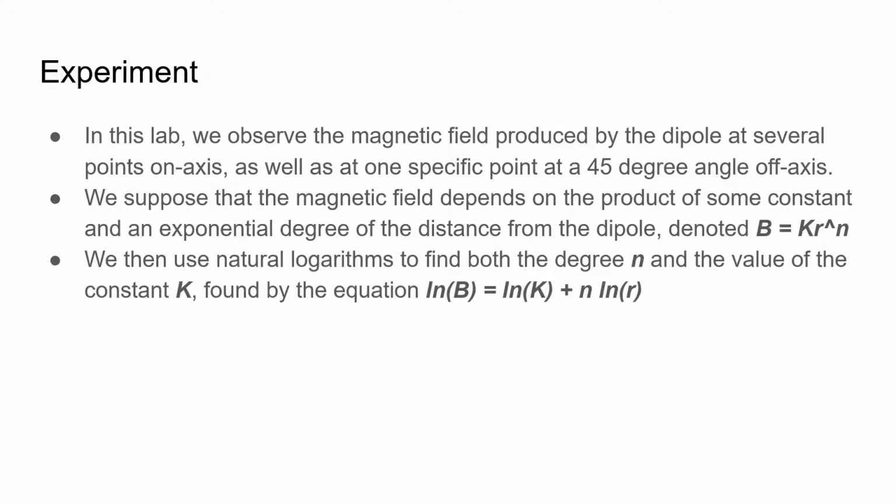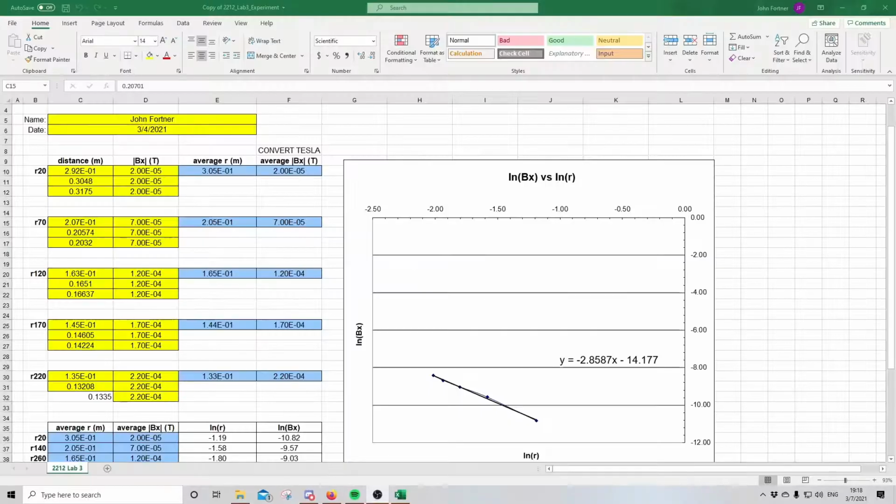We suppose that the magnetic field depends on the product of some constant and an exponential degree of the distance from the dipole, denoted B equals k r to the n, where k is the constant value, r is the distance from the dipole, and n is some constant that represents the exponential degree to which B depends on r. And then we use natural logarithms to find both the degree n and the value of the constant k, found by the equation ln B equals ln k plus n times ln r. Here's the data for our experiment.